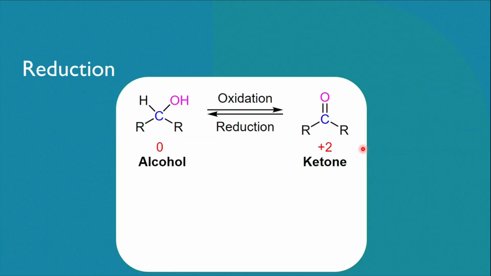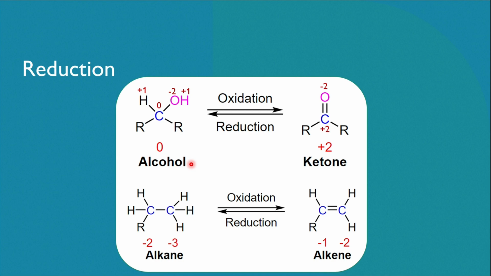Organic redox reactions can also be explained in terms of changes in oxidation states. The conversion of an alcohol to a ketone is considered an oxidation because the oxidation number of the carbon increases from 0 to +2. Likewise, the conversion of a ketone to an alcohol is a reduction. The conversion of an alkane to an alkene is an oxidation reaction because the oxidation state of both carbons is increasing, and the reverse reaction would be a reduction.